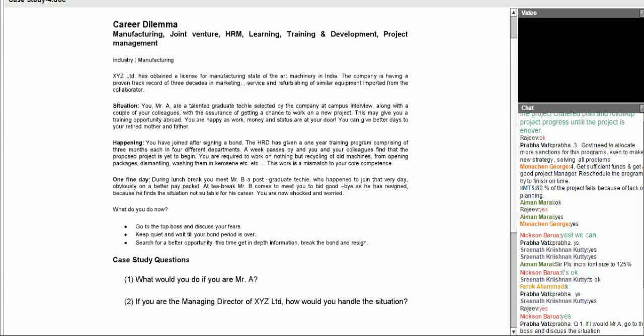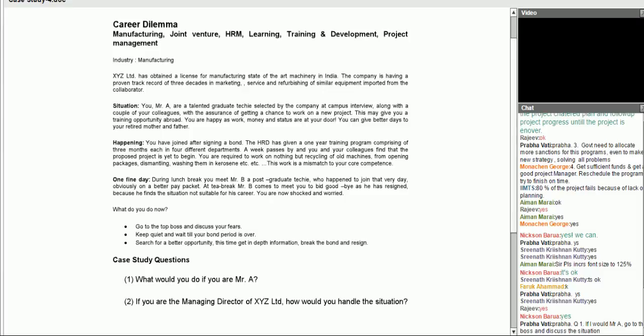One day during a break time, you meet another person, Mr. B, who is a postgraduate in technology, while you are a graduate. Mr. B joined on the same day as you. At some tea break, Mr. B comes to meet you to say goodbye because he has resigned. Why has he resigned? Because he finds that he is not suited for the type of role being offered by the company.